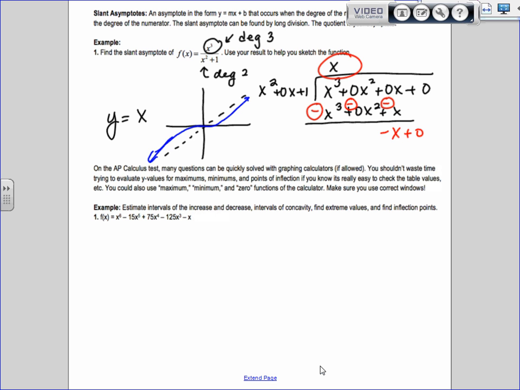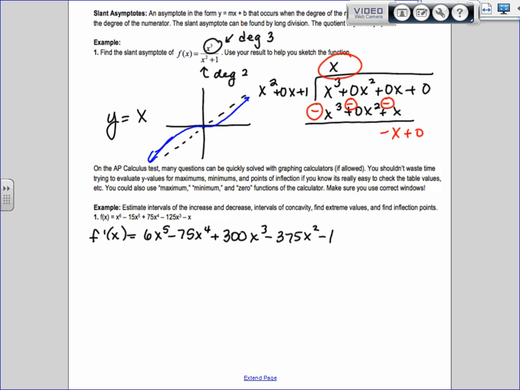So you can use the maximum, minimum, and zero functions. You can also actually graph a derivative on your calculator. So I'm going to show you how to do that. Okay. So if you have f of x equals x to the 6th minus 15x to the 5th plus 75x to the 4th minus 125x cubed minus x, you could find f prime. Minus 375.